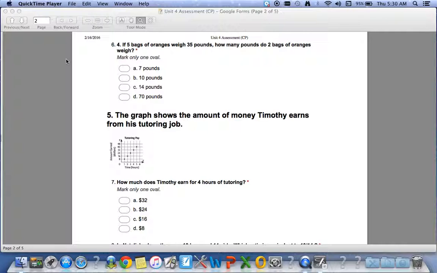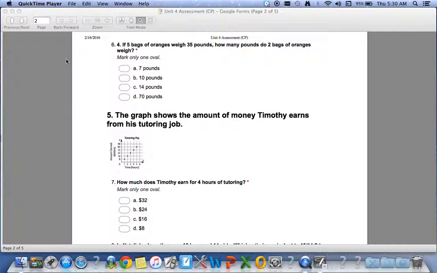Number 4. If 5 bags of oranges weigh 35 pounds, how many pounds do 2 bags of oranges weigh? A. 7 pounds, B. 10 pounds, C. 14 pounds, or D. 70 pounds.